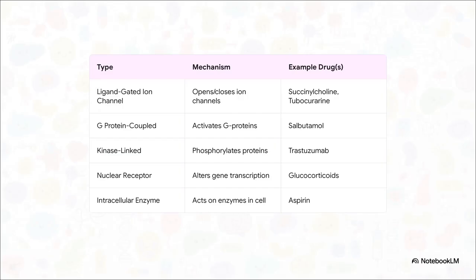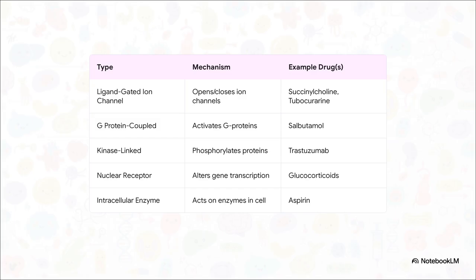Let's run through them. First, ligand-gated ion channels. These are basically molecular pores. A great example is the nicotinic receptor, where succinylcholine acts as an agonist to open it, while tubocurarine is an antagonist that blocks it. Second, G-protein-coupled receptors, or GPCRs. The asthma drug salbutamol hits the beta-2 adrenergic receptor, firing up G-proteins and second messengers to relax the airways. Third, kinase-linked receptors. These phosphorylate proteins. The cancer drug trastuzumab targets the HER2 receptor, while peginterferon alpha-2a uses a similar mechanism.